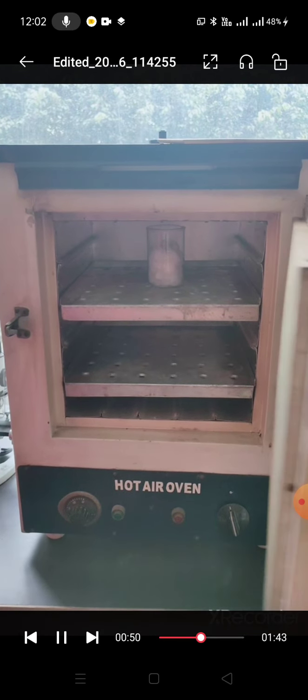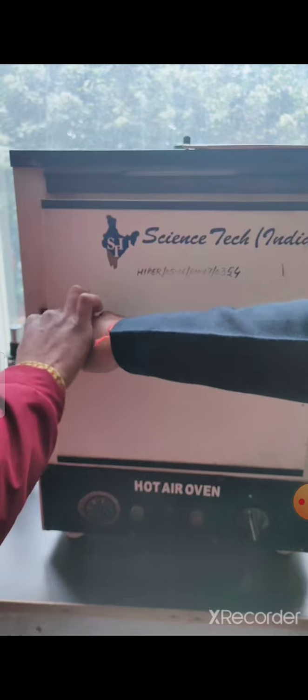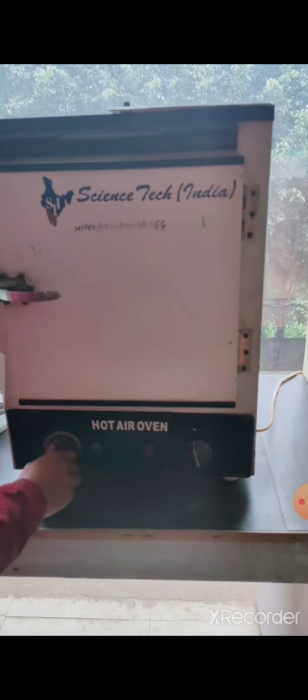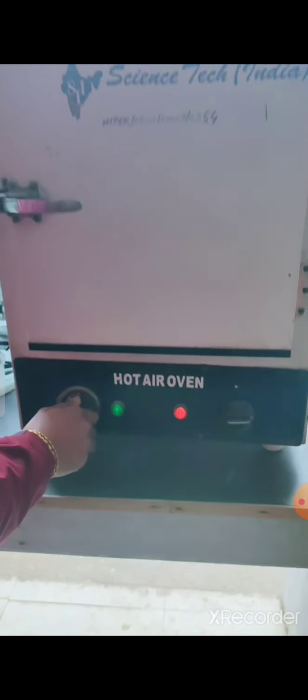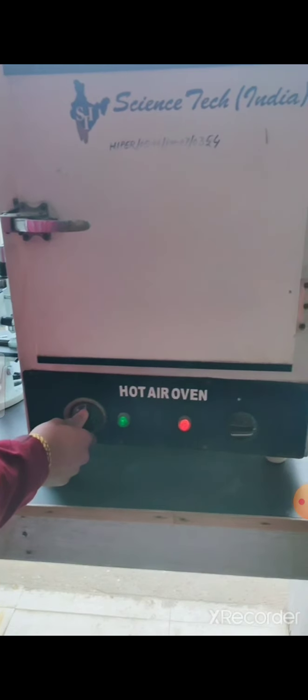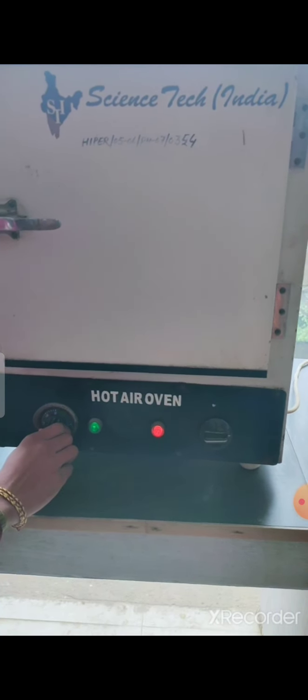After this, place the loaded beaker in a drying chamber, which is a hot air oven, for 30 minutes at 105 degrees Celsius. Place the loaded beaker into the chamber, close the door, and switch on the drying chamber. Now set the temperature to 105 degrees Celsius for 30 minutes.